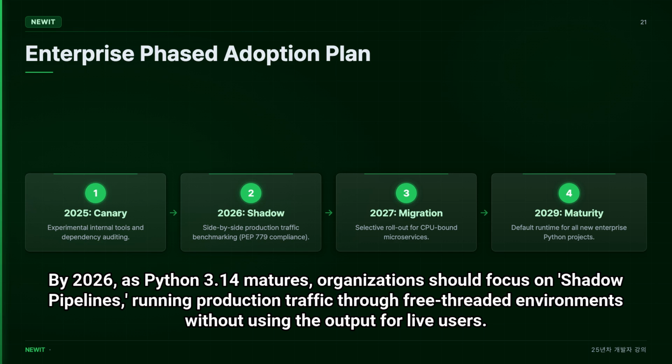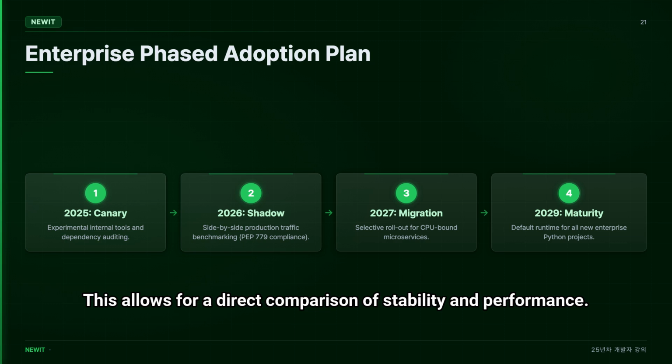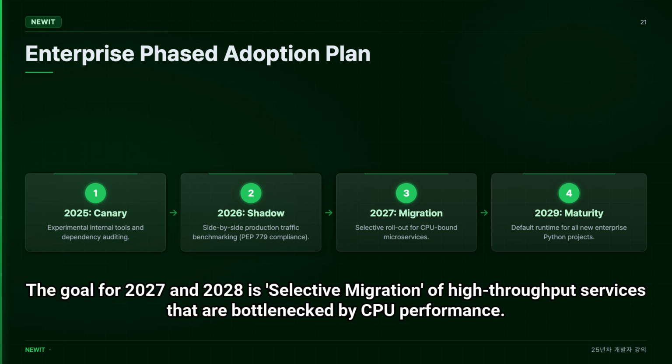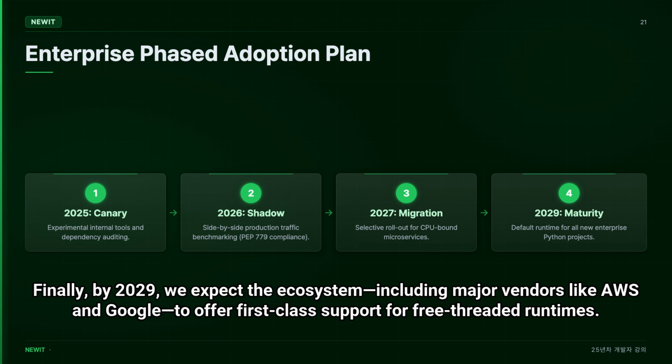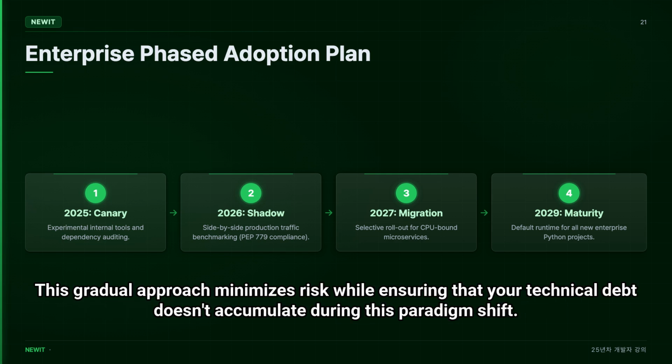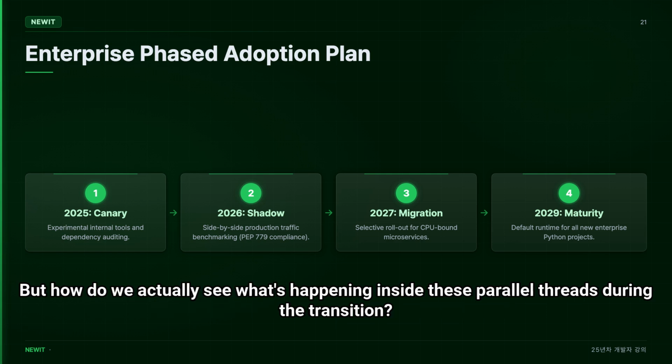By 2026, as Python 3.14 matures, organizations should focus on shadow pipelines, running production traffic through threaded environments without using the output for live users. This allows for a direct comparison of stability and performance. The goal for 2027 and 2028 is selective migration of high-throughput services that are bottlenecked by CPU performance. Finally, by 2029, we expect the ecosystem, including major vendors like AWS and Google, to offer first-class support for free-threaded runtimes. This gradual approach minimizes risk, while ensuring that your technical debt doesn't accumulate during this paradigm shift.